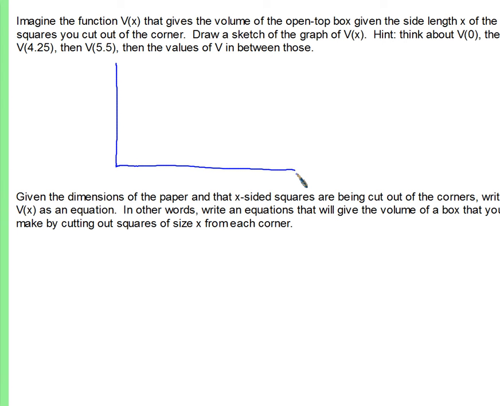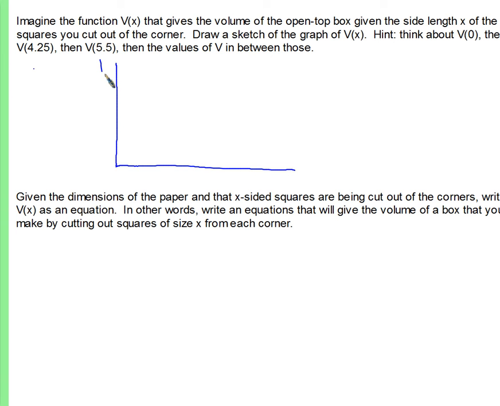Now, as a help, think about V of 0. What does V of 0 mean? What does 0 mean? Side length. Side length of 0 means I haven't cut anything out of the box. Then, without just shouting things out, I want you to think about this for a few minutes and sketch out this graph as best you can. Think about V of 4.25. Think about what that would mean. And then V of 5.5. Think about the volumes you would get for those side lengths. So, just give it some thought.